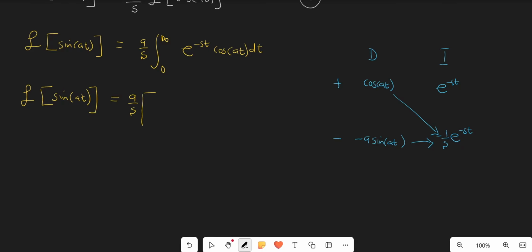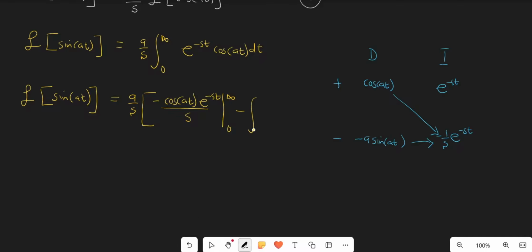So the Laplace transform of the function sine of at, this is equal to a over s, and now let's apply the integration by parts. That is going to be negative cosine of at multiplied by e raised to the power negative st, divided by s. You are done, you take the limits of integration from 0 to infinity. And now negative, negative again. So there are three negatives now. Negative, negative, negative. When we multiply them, that becomes negative.